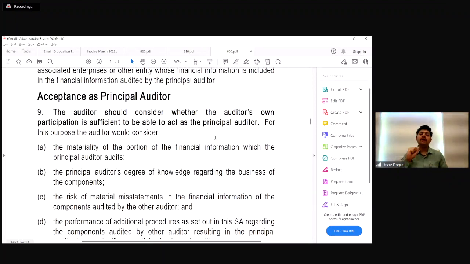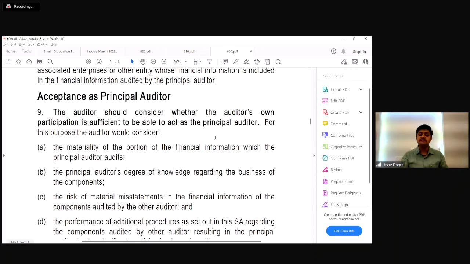Yes. The auditor should consider whether his own participation is necessary, whether the principal auditor's participation is necessary, and to decide upon that, he would understand the materiality of the portion of the financial statements which the other auditor audits, and the principal auditor's degree of knowledge regarding the business of the component. There may be different components, and the JVs may be entered into different sectors. The principal auditor needs to determine if he is competent enough to audit the other components' financials, and if he does not find himself competent enough, he may rely upon the other auditor's report.